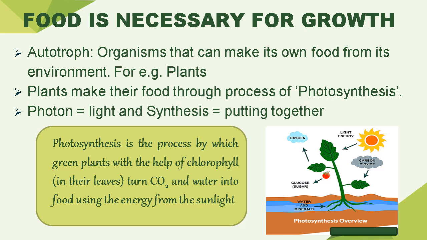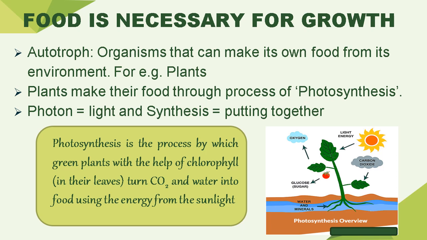This process takes place in the leaves of plants. It is brought about in the presence of sunlight with the help of chlorophyll in the leaves. Plants make their food through the process of photosynthesis. Photo means light and synthesis means putting together. Therefore, photosynthesis is the process by which green plants with the help of chlorophyll turn CO2 and water into food using the energy from the sunlight.